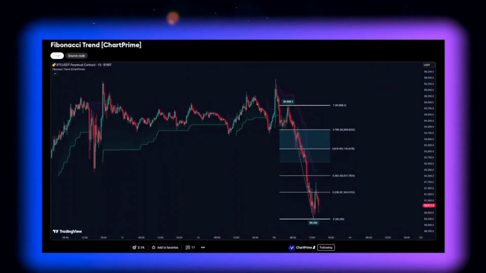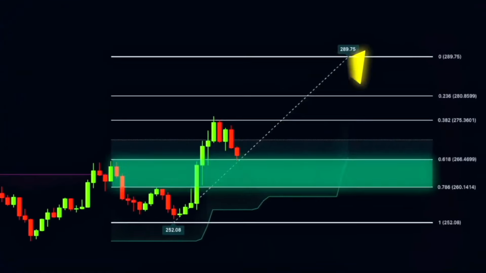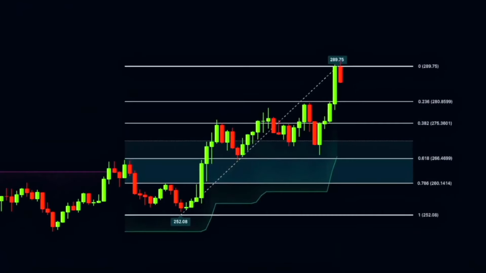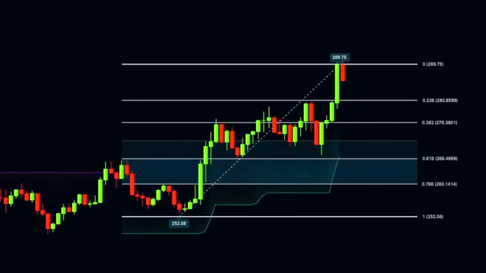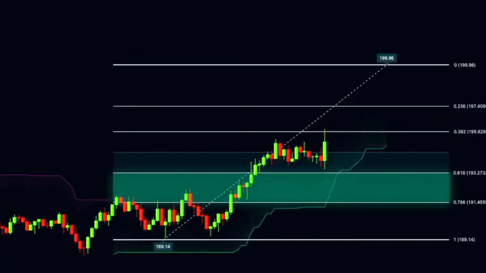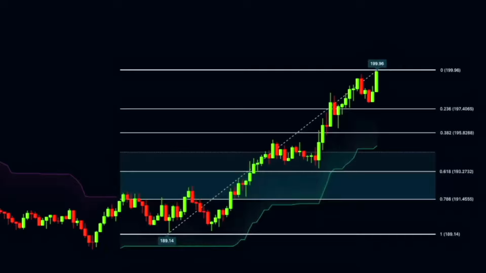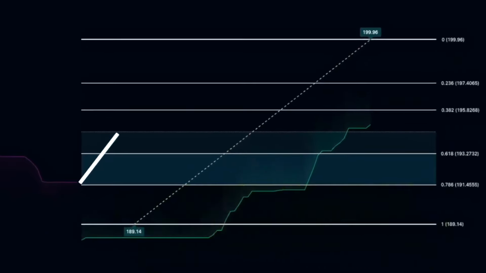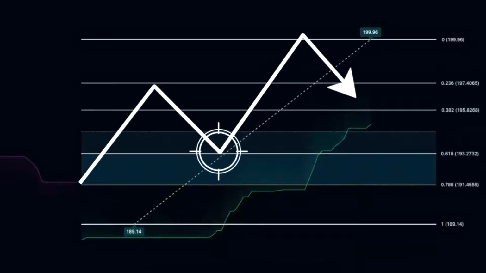Then, the Fibonacci trend by Chart Prime. This indicator is scarily accurate, like you're bending the market to your will. It dynamically plots Fibonacci zones, showing exactly where reversals or accelerations might hit. No guesswork. The green zone, around the 61.8% or 50% retracement, is where big players pounce.